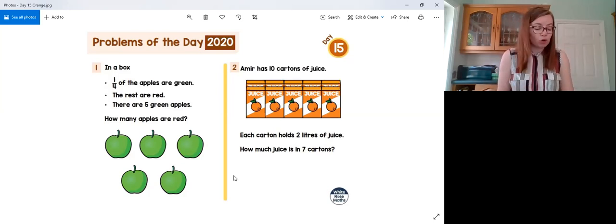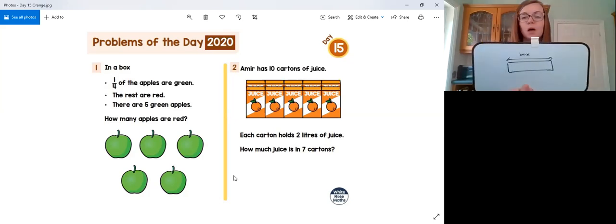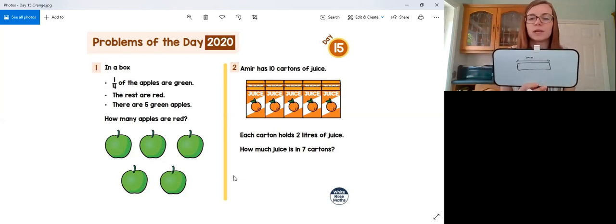So we have a box of apples, and so our bar is going to represent the whole box. So here is our bar with our box of apples. At the moment, we do not know the number, we do not know how many apples. Then we need to think about what else we are told in the question. We are told that 1/4 of the apples are green and the rest are red.